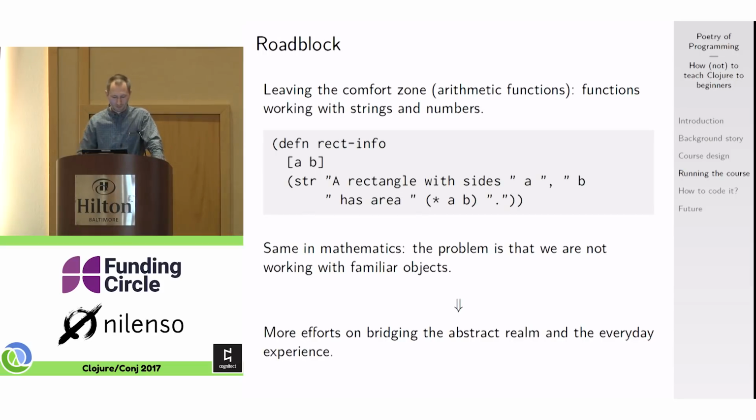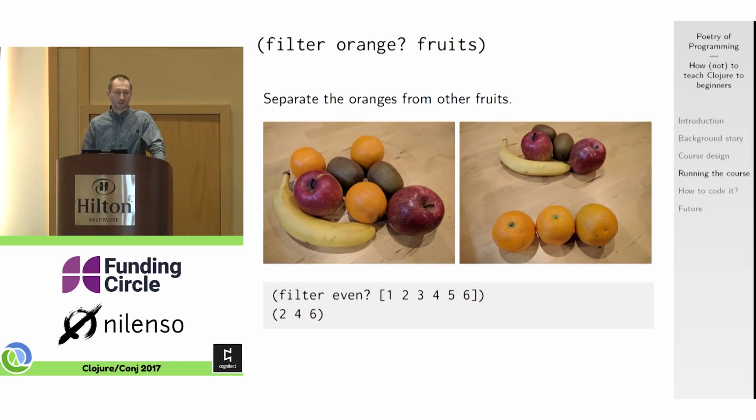Okay, so I thought I had to put a bit more effort into bridging this abstract realm and the everyday experience. So, since the reducers talk, we know that it's apples all the way down anyway. So I introduced a bit more fruits. And the key point here is that the concrete example, like separating the oranges from the fruits, and the abstract example of the same idea, filtering a collection, are just next to each other.